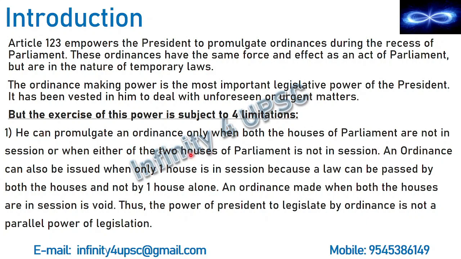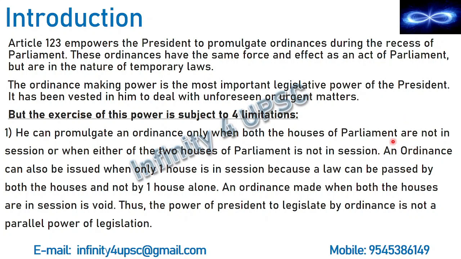First is, he can promulgate an ordinance only when both the houses of Parliament are not in session or when either of the 2 houses of Parliament is not in session. I have already told you that an ordinance can be issued only during the recess of Parliament. Now Parliament includes Lok Sabha and Rajya Sabha. So both the houses are part of Parliament. And when both the houses are functioning, an ordinance cannot be issued. But it can be issued when only one house is operating. Why? Because only one house does not constitute the Parliament. Parliament means both the houses plus the President. So in order to promulgate an ordinance, either both the houses of Parliament must not be in session or either of the 2 houses must not be in session.